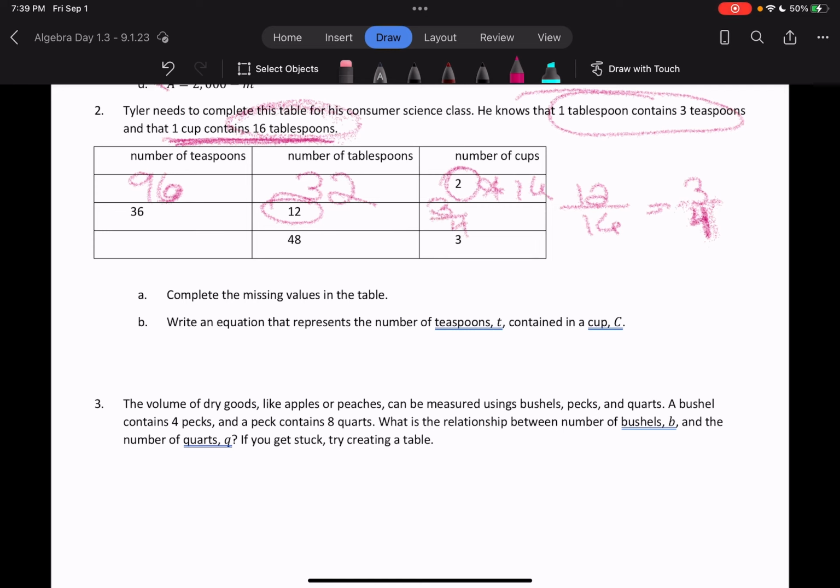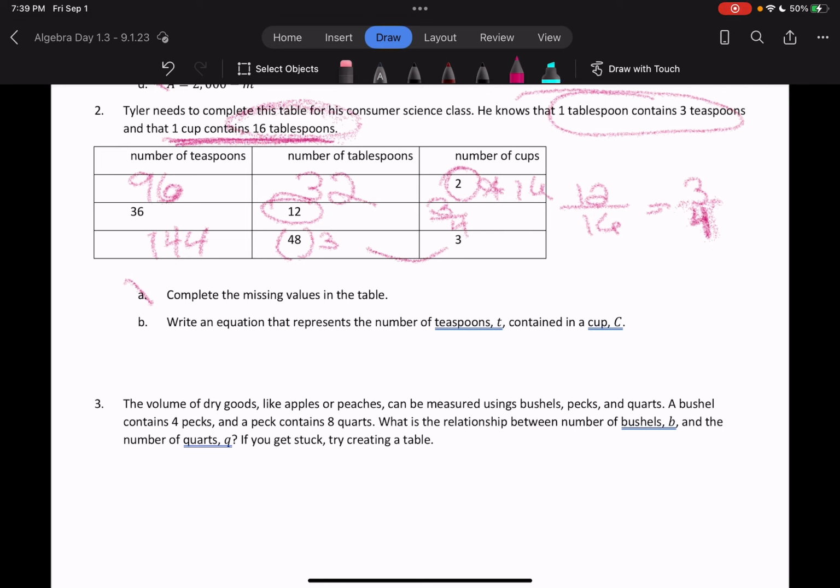Now this part is already done for us. We have 3 times 16 gives us 48. 48 times 3 will give us the number of teaspoons, so that's 24, carry the 2, is 144. All right, so we've completed the missing values in the table.